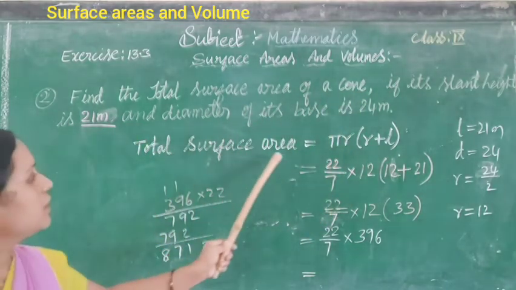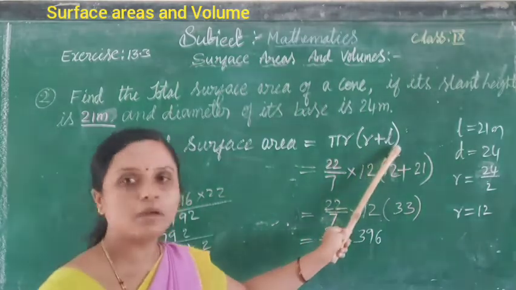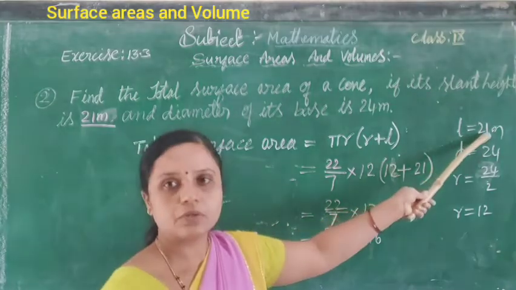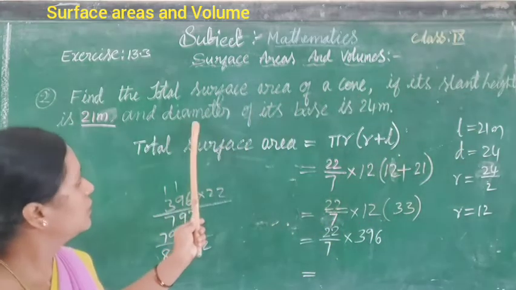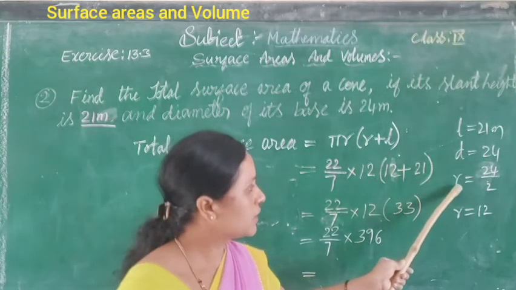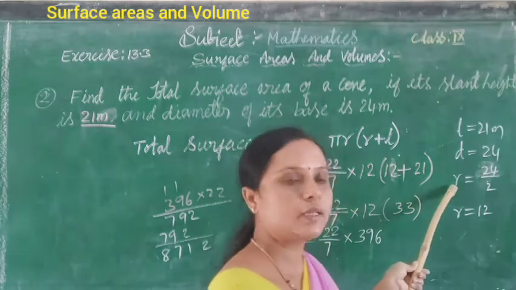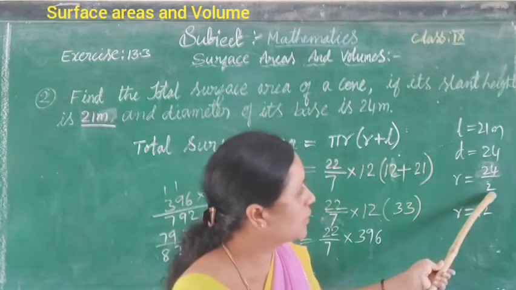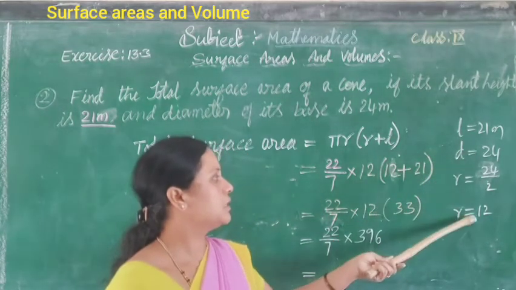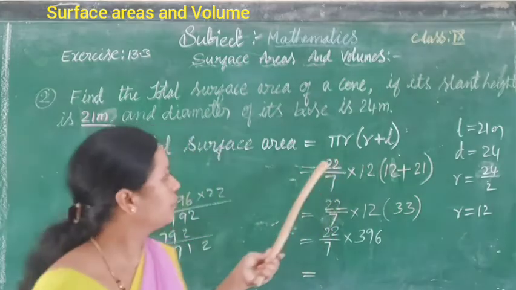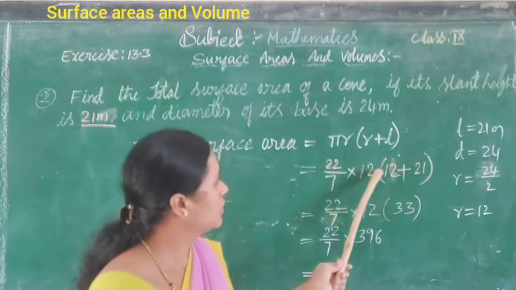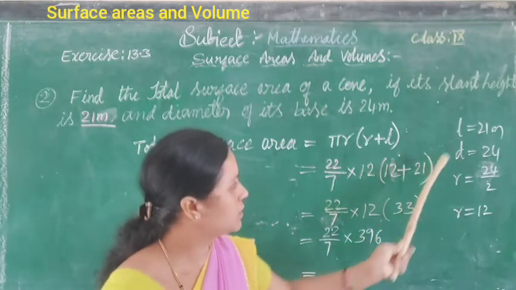The total surface area of a cone is pi r into r plus L, and the slant height L is given, that is 21 meter, and the base diameter is given, that is 24. Here also we can convert this diameter into radius. The radius is half of the diameter, that will be 12 meter. So now we can substitute these L and r in the given formula. Value of pi is 22/7, r is 12, again r is 12 plus slant height is 21.